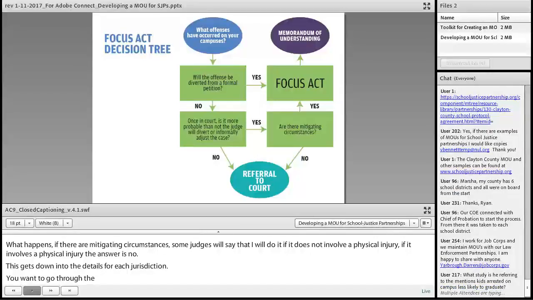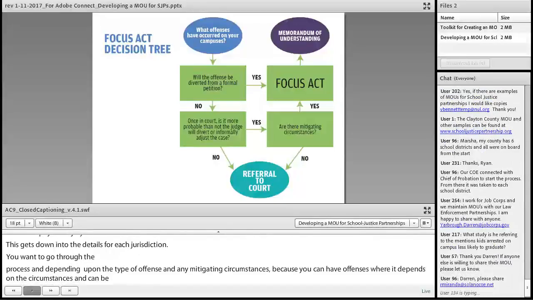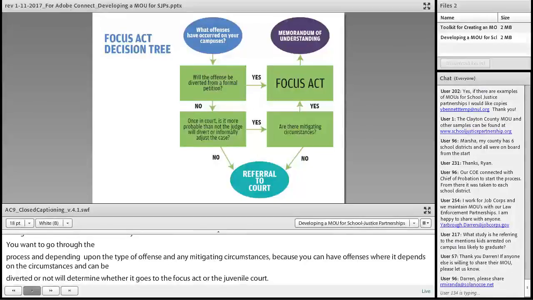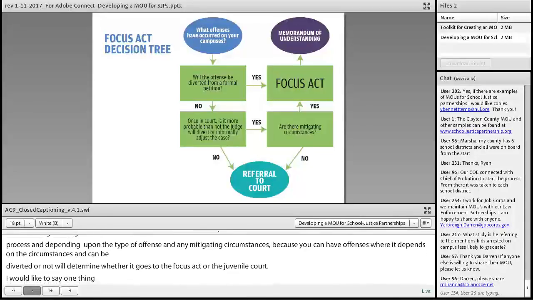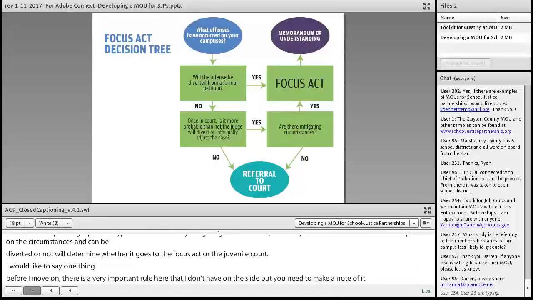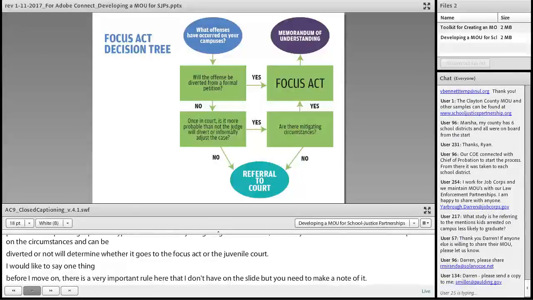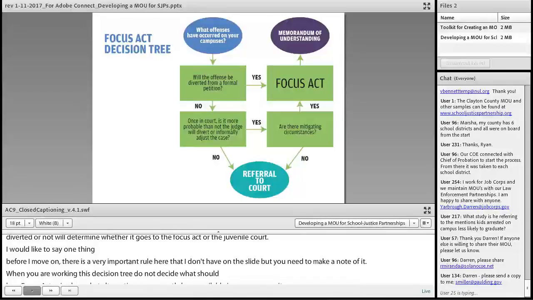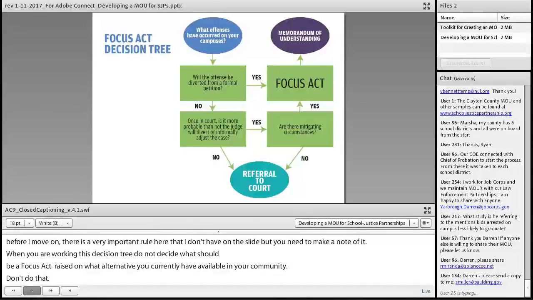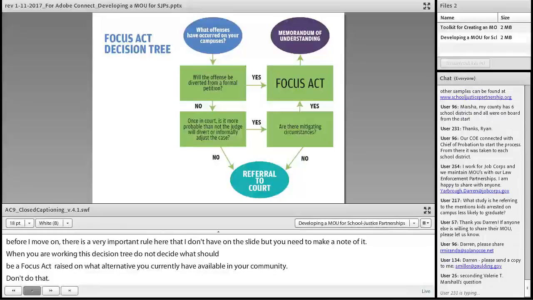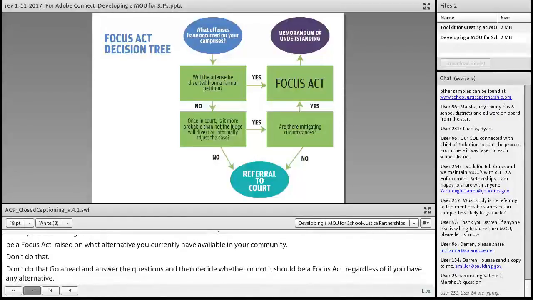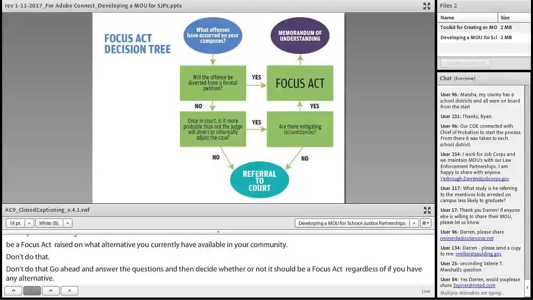But I want to say one thing before I move on. There is a very important rule here that I don't have on the slide. You need to make a note of it. When you're working this decision tree, don't decide what should be a focus act based upon what alternative you currently have available in your community. Don't do that. Just go ahead and answer the questions and decide whether it should be a focus act, regardless of whether you have any alternatives. Here's the reason why. We haven't gotten to the point of identifying alternatives anyway, but you're also going to be deciding what alternatives you would like to have that you don't have, so that you can work on getting those alternatives, which means you might create a memorandum of understanding which may not include all these focus acts because you don't have those alternatives readily available.